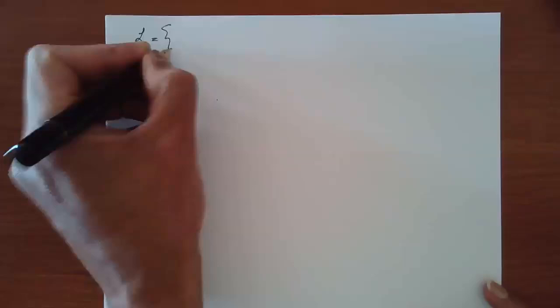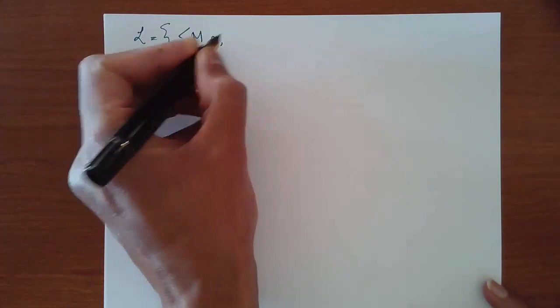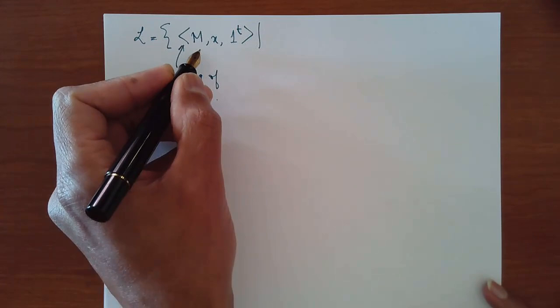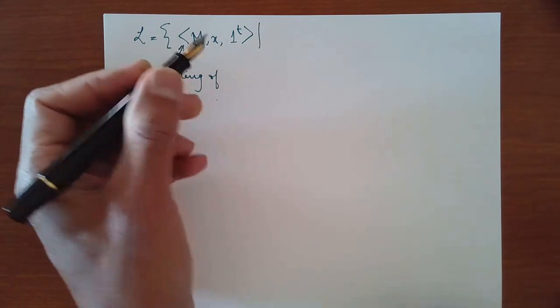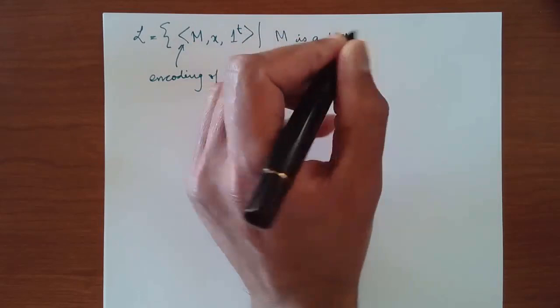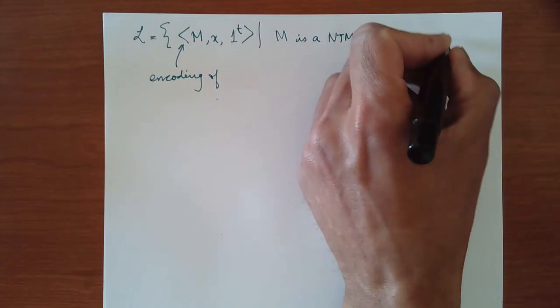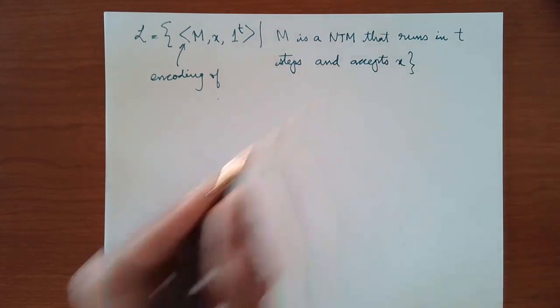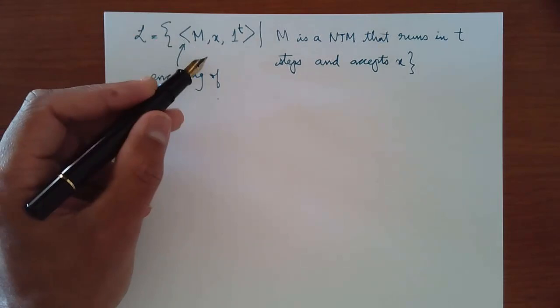So here's a very strange seeming language. By the angular brackets, I mean the encoding of. M is a Turing machine, X is an input to feed into the Turing machine, and 1 to the T is a unary encoding of T. The language is: M is a non-deterministic Turing machine that runs in T steps and accepts X. So this is a language of machines and strings with a time constraint.